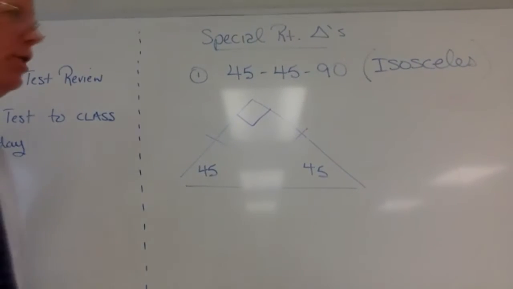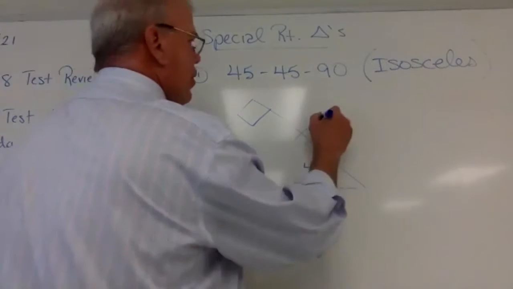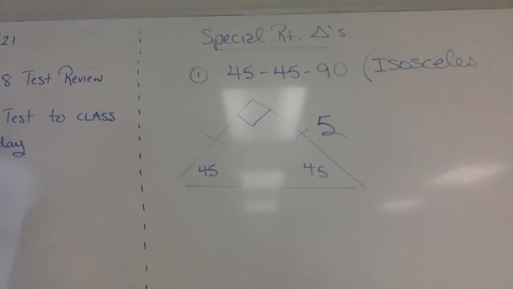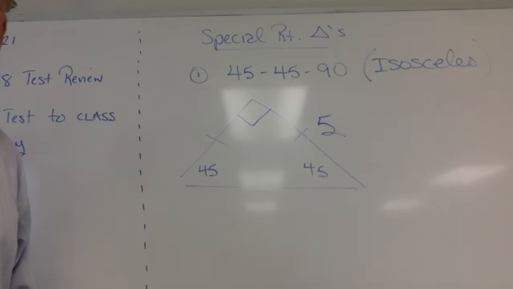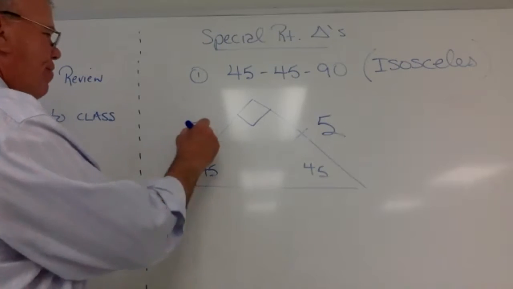Now, there's a relationship. Ready? Let's use a number. What else do I know, fellas? Right out of the gate. If this leg is 5, what's that leg? 5. Yeah. Right? That's the first thing you know.